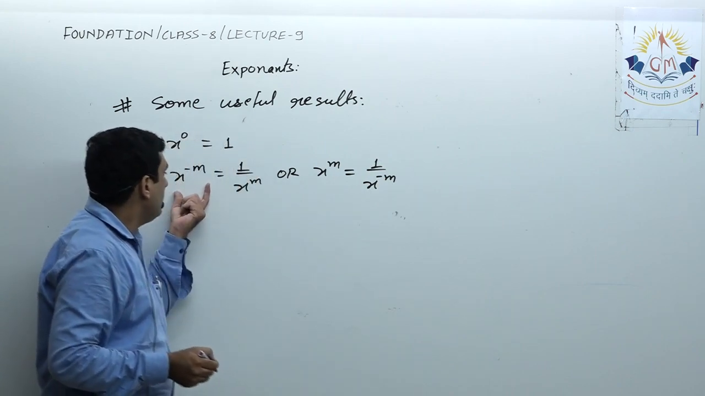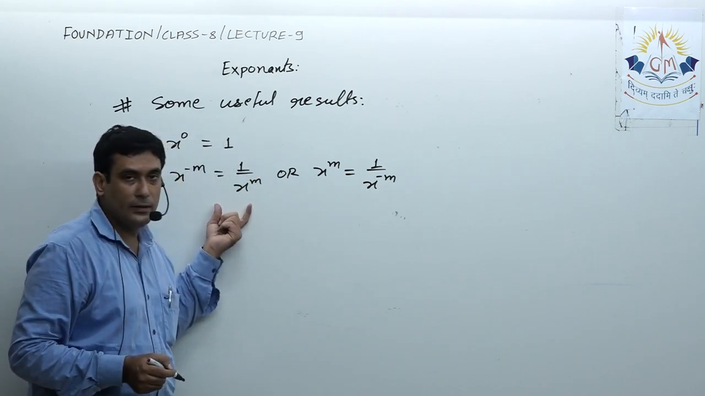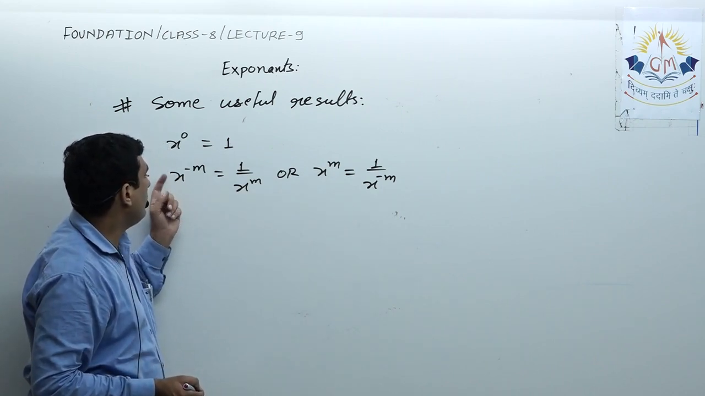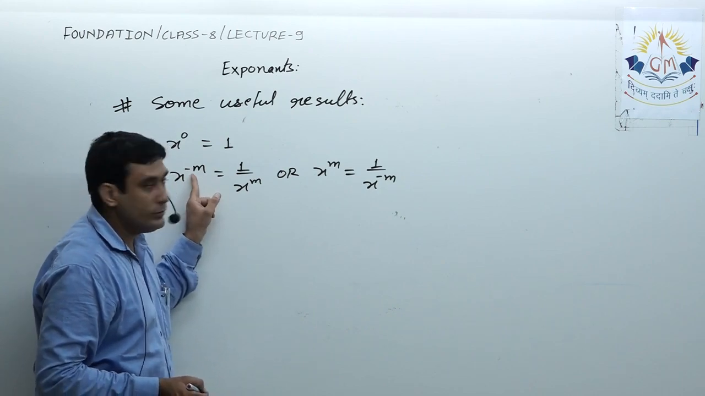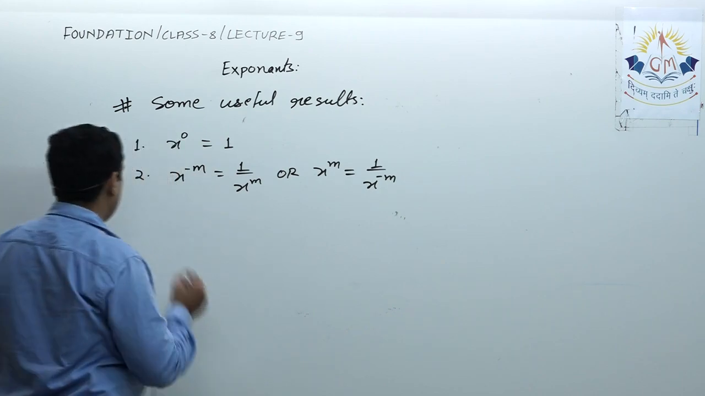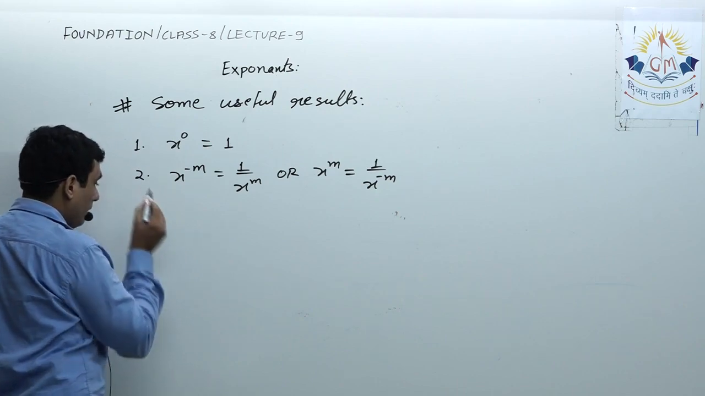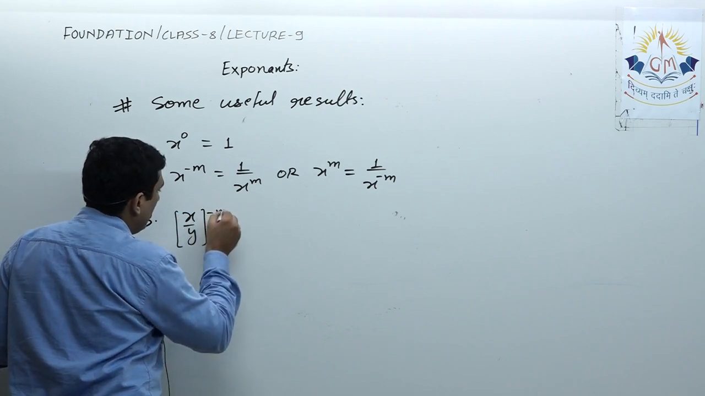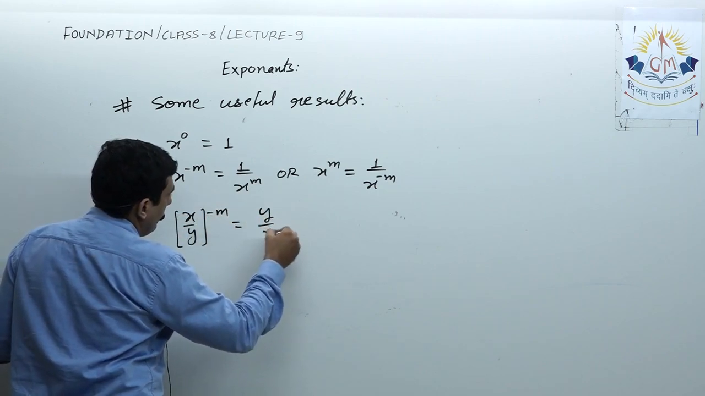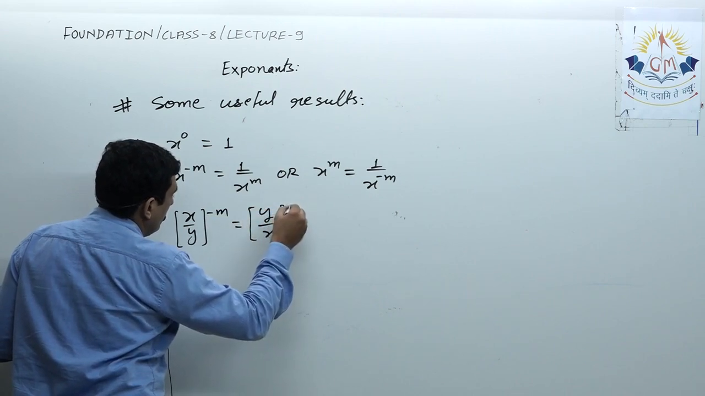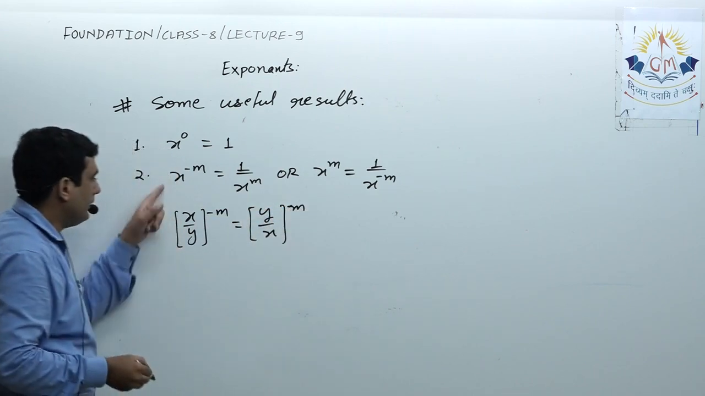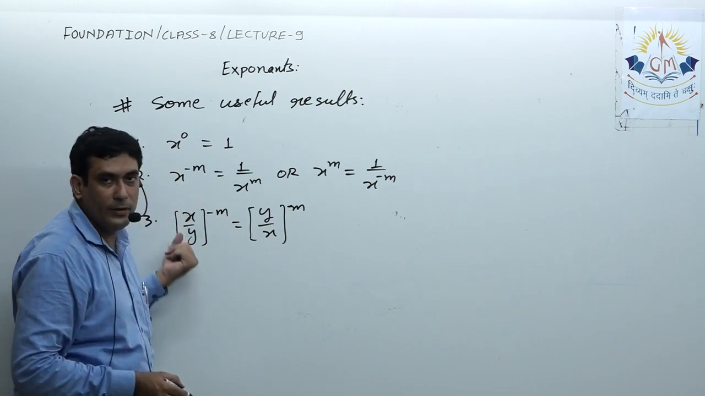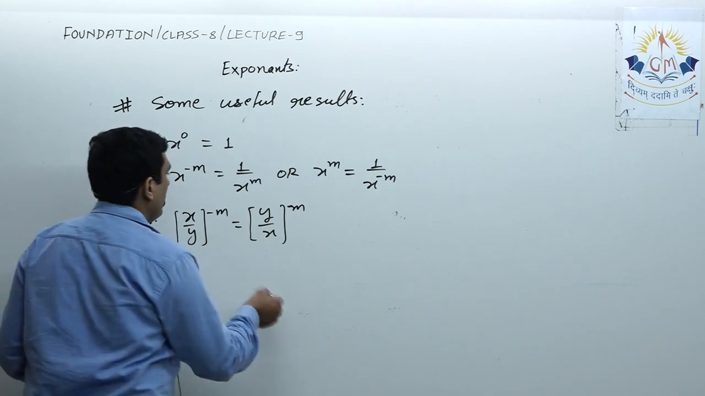That means if you take the quantity from the numerator to the denominator, or from the denominator to the numerator, you have to change the sign of the exponent. Then x upon y raised to minus m is equal to y upon x raised to m. This is the same thing, only here there was 1 in the denominator; here x and y are in the numerator and denominator.